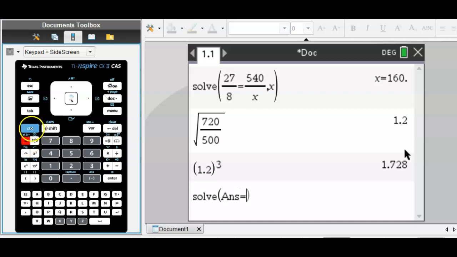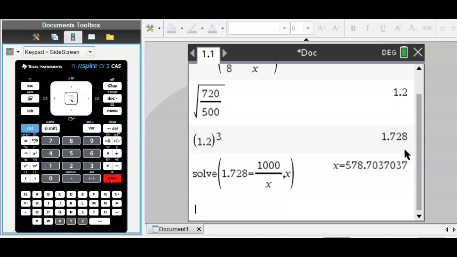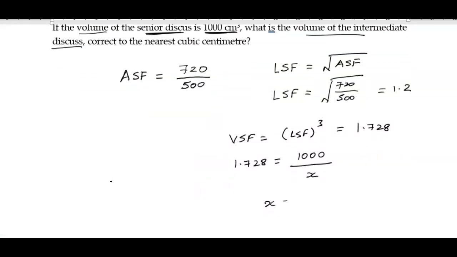Equals 1000 over x, comma x, and that gives me the volume being 578.70, so 578.70 centimeter cube, which is the volume of the smaller discus in this question.